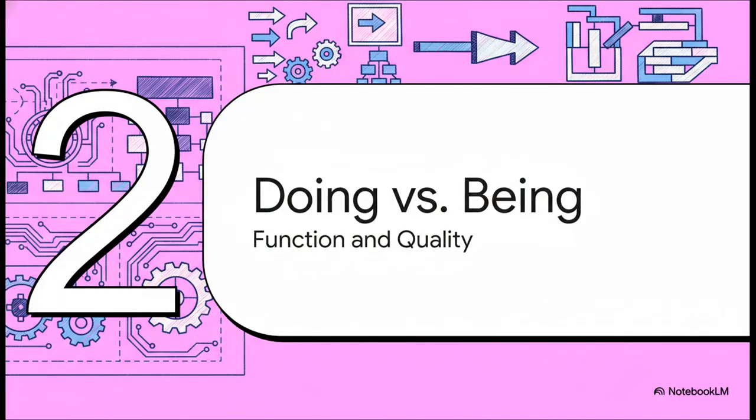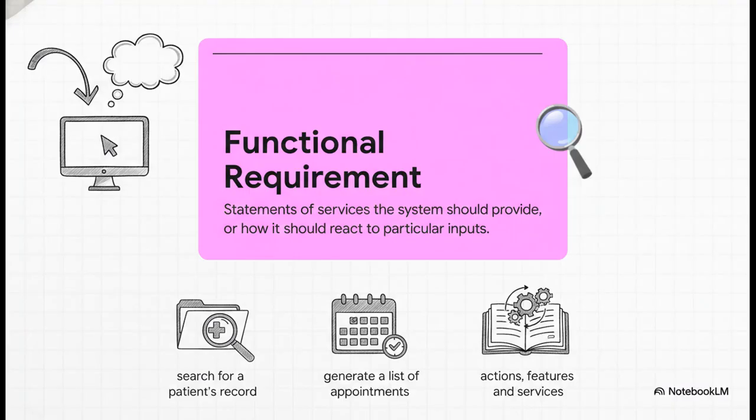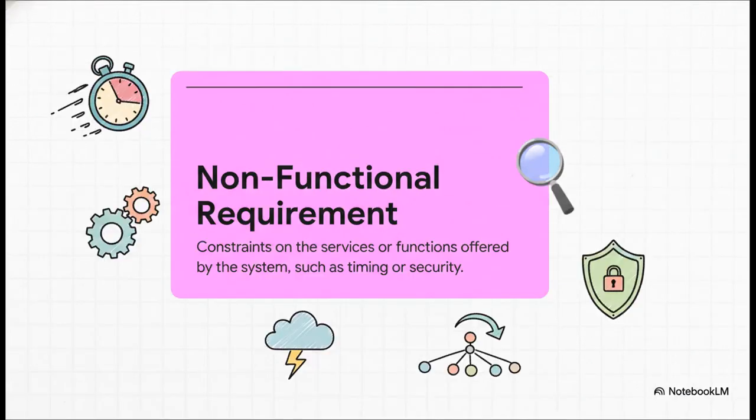All right, let's add another layer to our blueprint here, because it's not just about what a system does, it's also about how it is while it's doing it. So what a system does, we call that a functional requirement. You can think of these as the verbs, the action words of the system. For a music app, that would be things like search for a song, play a song, or create a playlist. The actual functions.